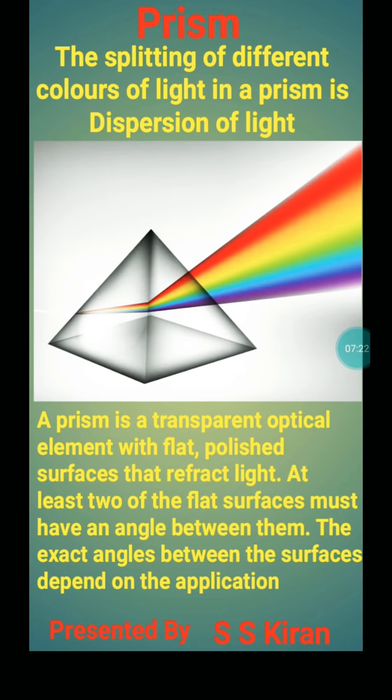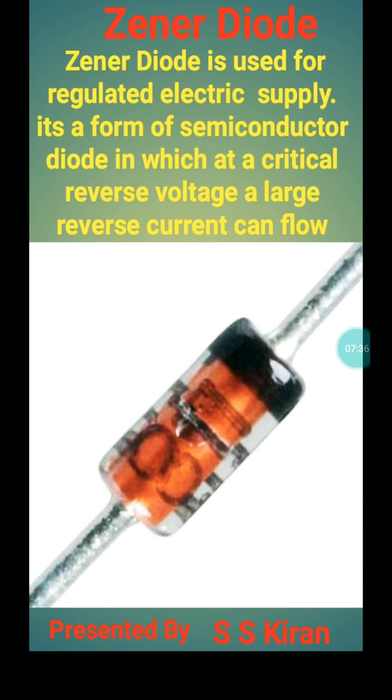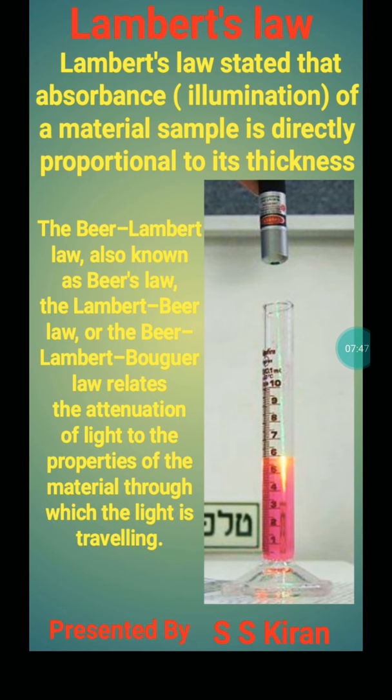A prism: the exact angle between the surfaces depends on the application. The splitting of different colors of light in a prism is dispersion of light. Zener diode: it is used for a regulated electrical power supply. Which component is used for a regulated electrical power supply? Zener diode. Lambert's law: what is the use of Lambert's law? It is especially used for illumination of a material.